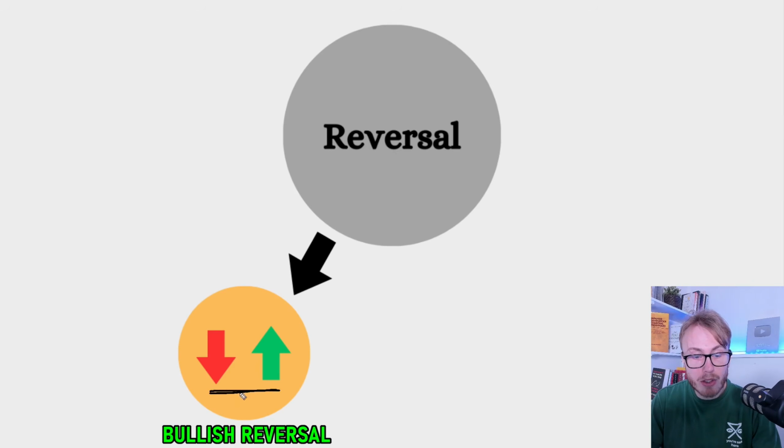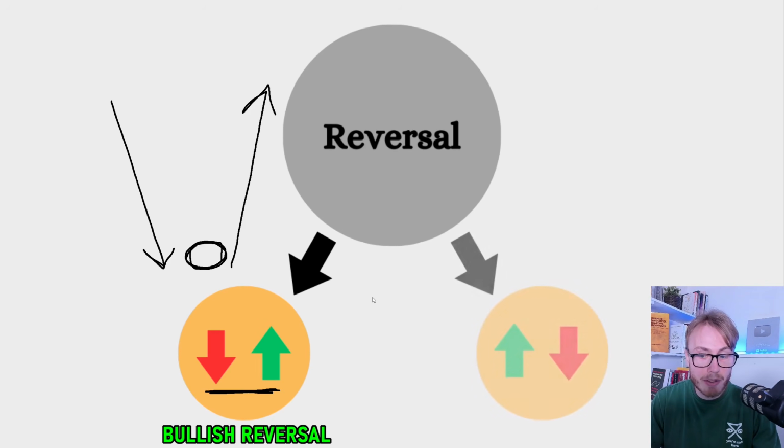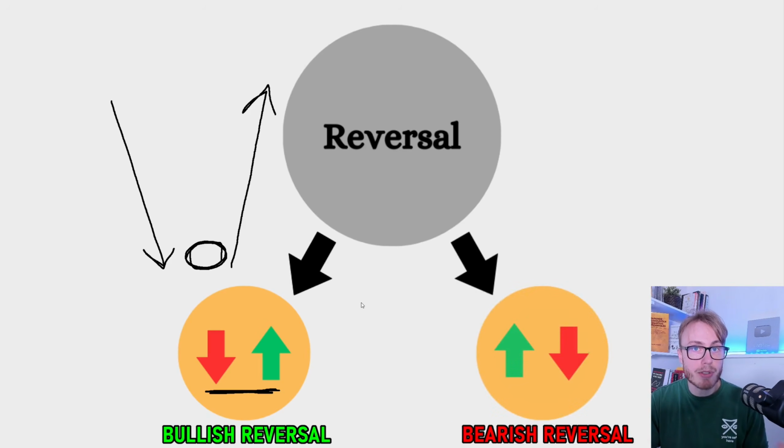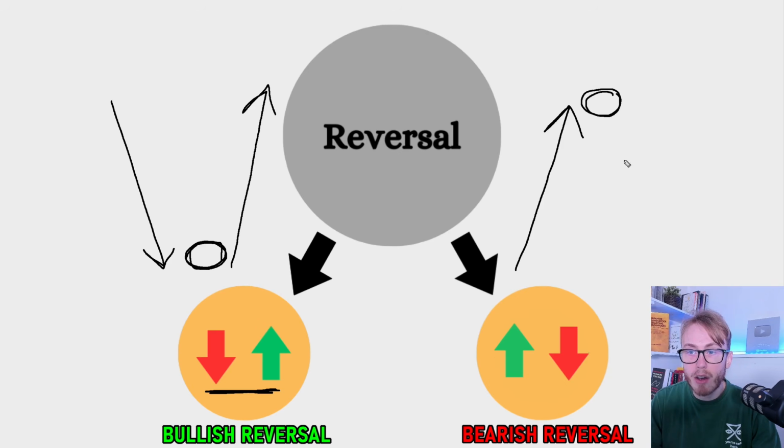And for the bullish reversal, before the pattern appears, we have the price going down. Then the pattern appears. So this circle right here is the chart pattern. And then after the pattern, the price goes up. The other type of reversal is the bearish reversal. And this is the opposite of the bullish one. So before the chart pattern appears, we see the price going up, the pattern appears, and then after the pattern, the price is going down.